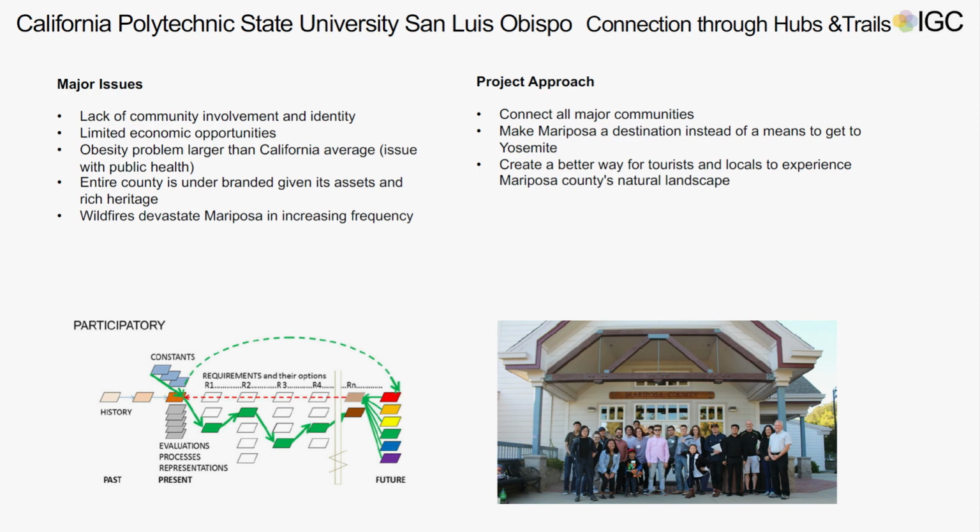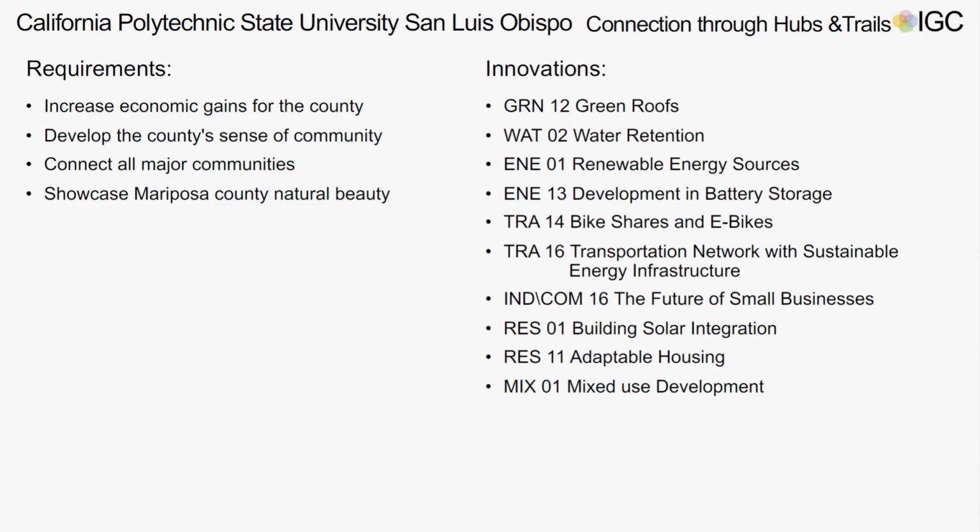So some of the requirements for this to work are to increase the economic gains for the county via that tourist market, to develop the county's sense of community, to connect all the major communities, and to showcase the natural beauty that I've been mentioning. And some of the ways we did this in terms of innovations are using mixed-use developments in the larger towns, and that creates a more vibrant downtown setting to attract the tourists and to keep them in those towns that they wouldn't necessarily be doing before, and also to build relationships between the residents that they wouldn't necessarily be able to before.